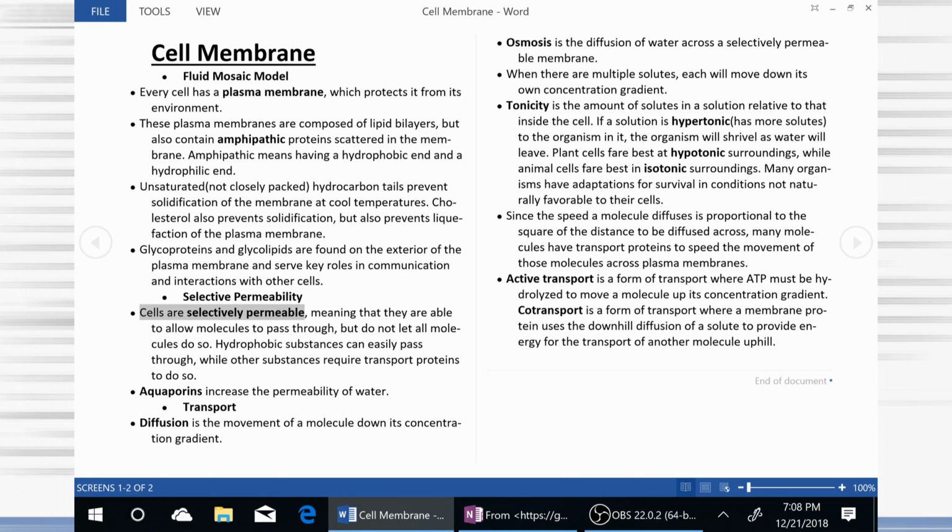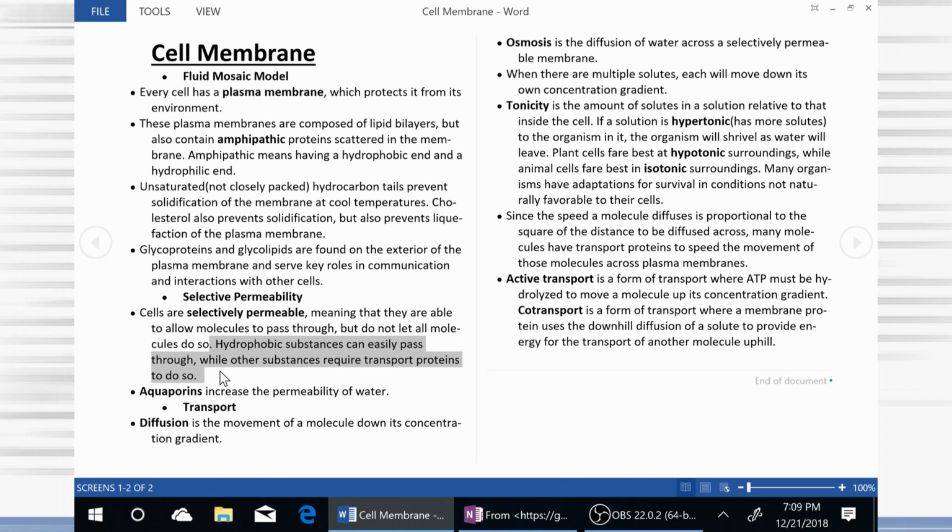So cells are selectively permeable. That means that they are able to allow certain molecules to pass through. So they're not like a brick wall, which you can't really move anything through without breaking the brick wall. So it can allow molecules to pass through. However, it doesn't allow all molecules to pass through, because if it allowed all molecules to pass through, then the purpose of the cell membrane would essentially be defeated. So it doesn't allow that.